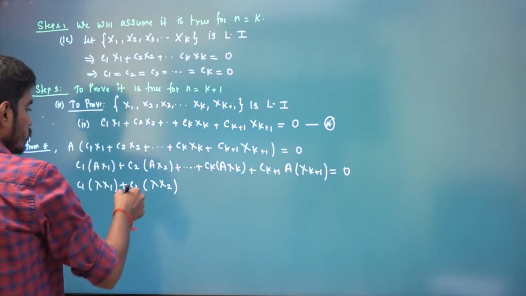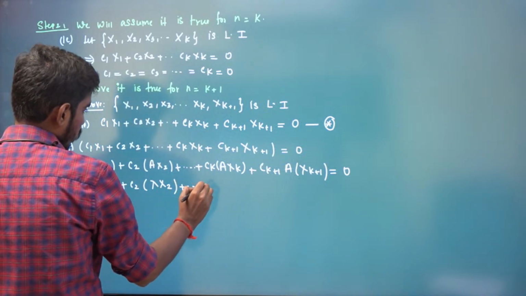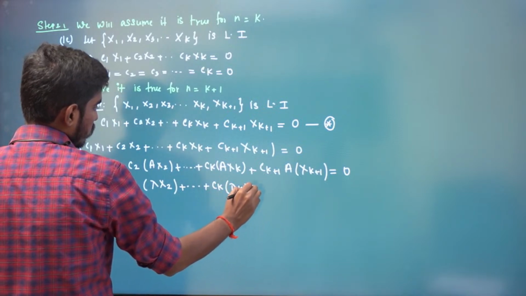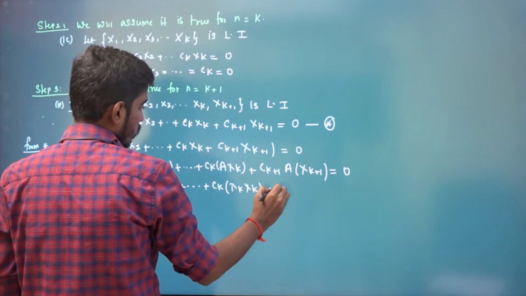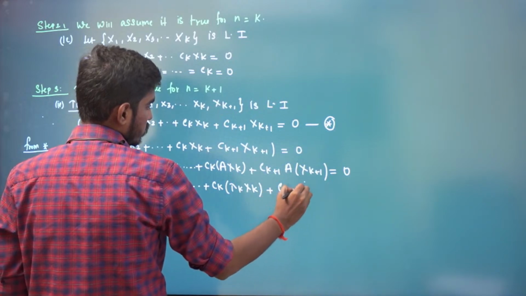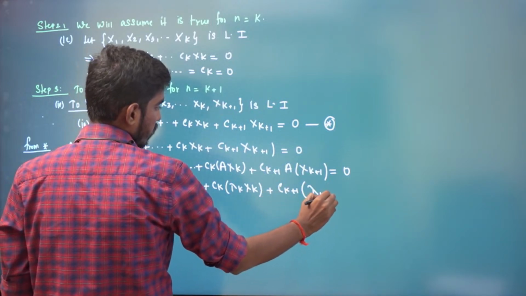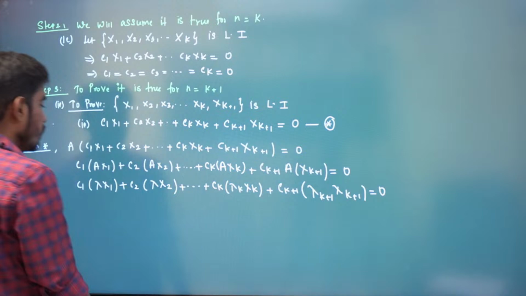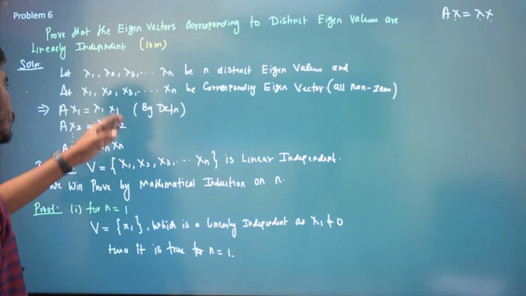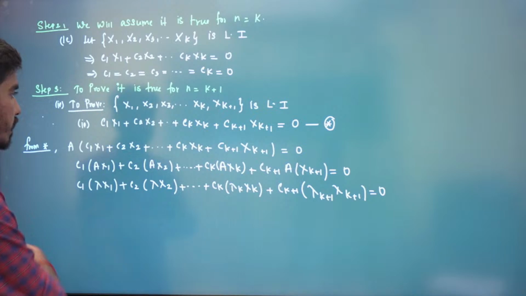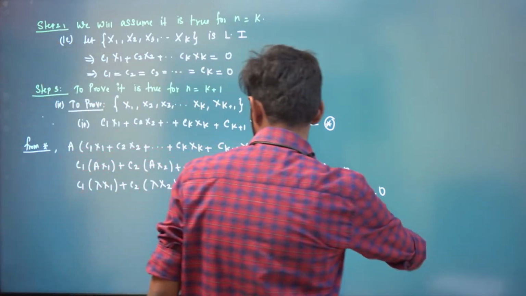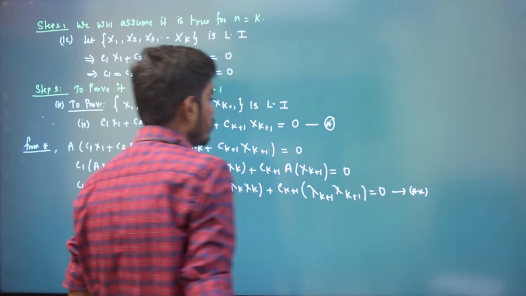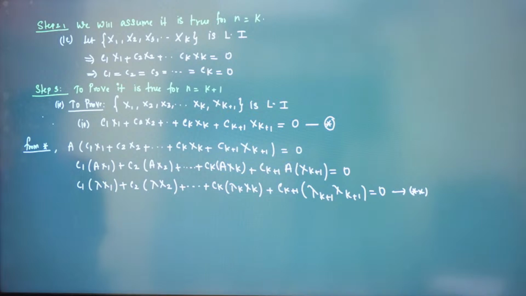So c1 lambda 1 x1, c2 lambda 2 x2, and so on, ck lambda k xk, ck plus 1 lambda k plus 1 xk plus 1 is equal to 0. This is by definition, because A x1 is lambda 1 x1. Okay. Call this double star, right? Call this double star.